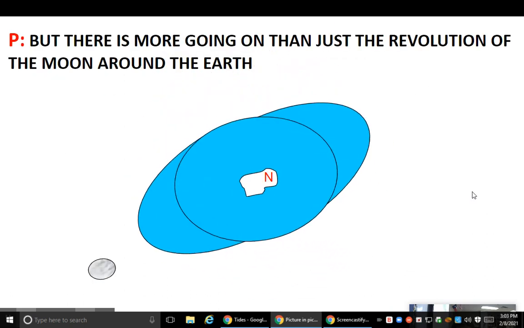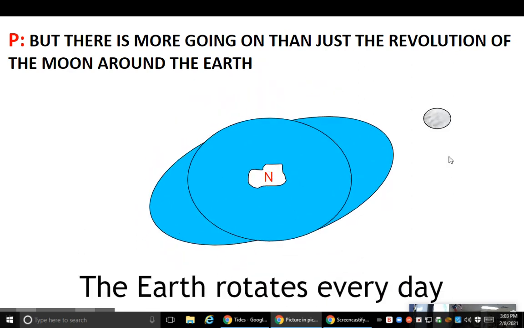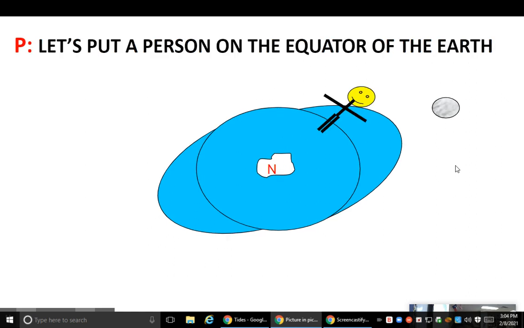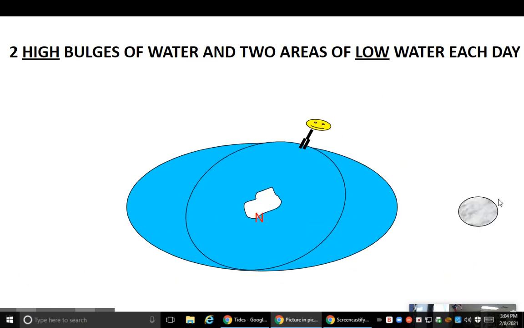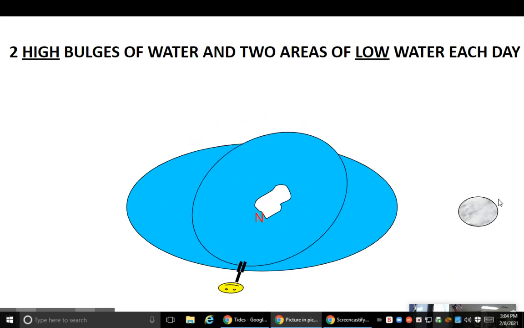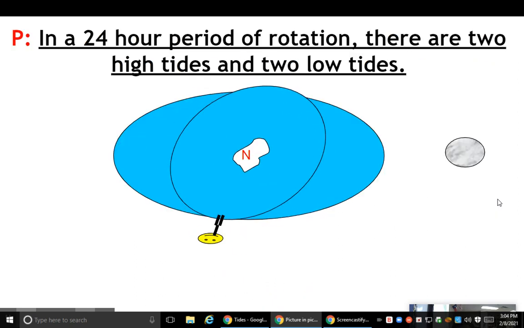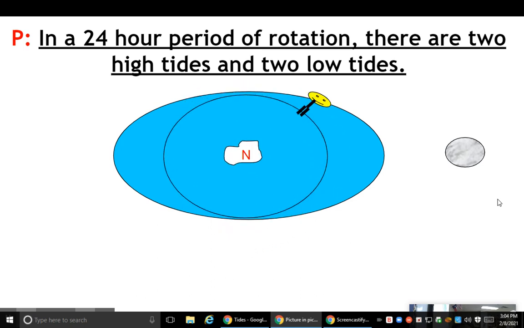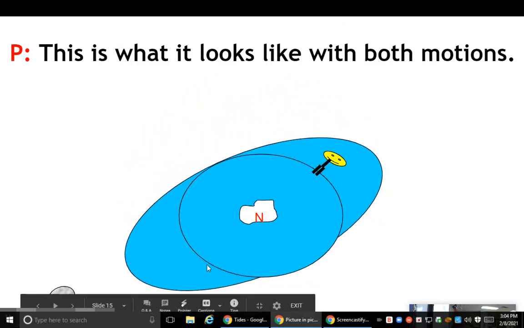But there's more going on than just the revolution of the moon around the Earth. Earth rotates every day. Let's put a person on the equator of the Earth. Remember, you are looking at the Earth from the North Pole, so this person appears to be on the edge of the Earth. There are two high bulges of water and two areas of low water each day. In a 24-hour period of rotation, there are two high tides and two low tides. This is what it looks like when both motions are combined.